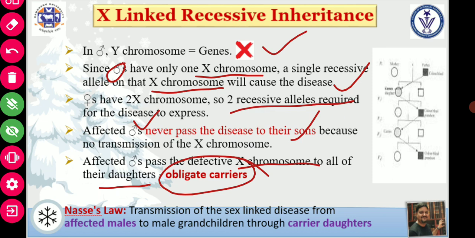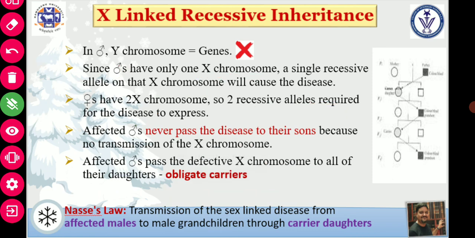So in this context, one important law is the Nis law. So what is Nis law? Nis law is simple. It is telling the transmission of sex-linked disease from affected male to male grandchildren, through carrier daughters. So if you see affected male to male grandchildren, here the male grandchildren through carrier female. So this is called Nis law. I hope the Nis law is clear to you.